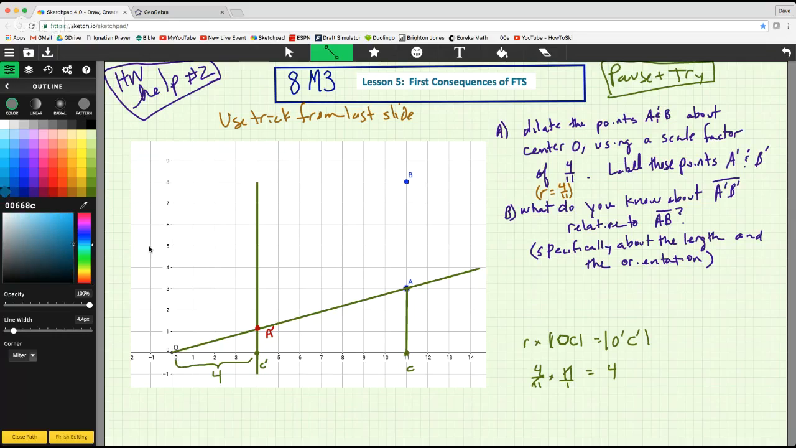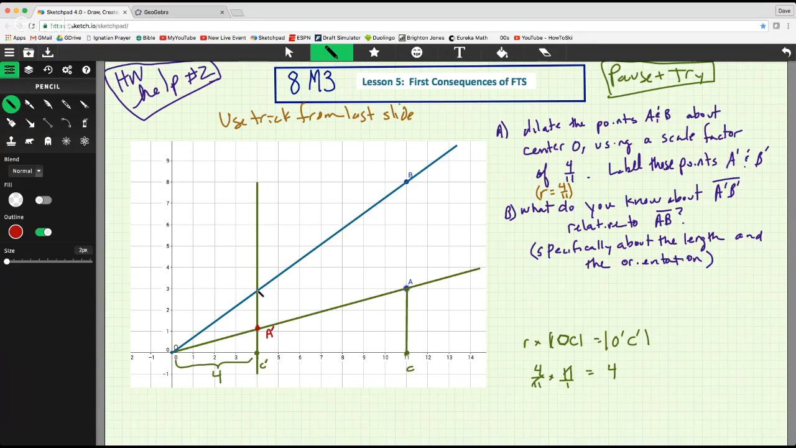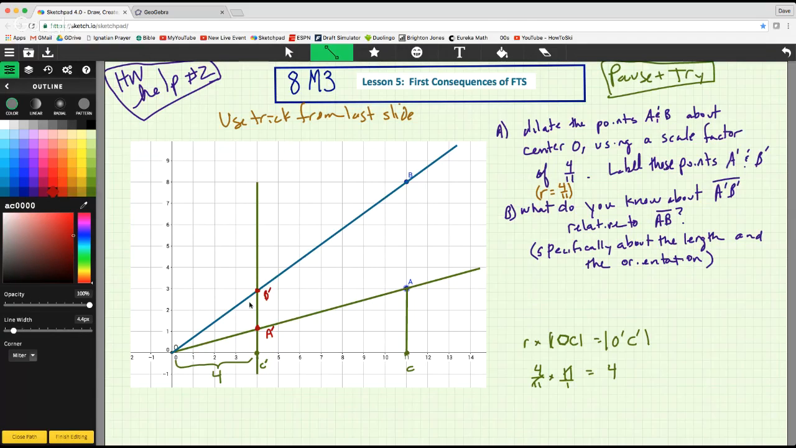Let's do the same thing with B now. Our B, let's make that in light blue. So B prime. Okay. Let's just go ahead and draw in our A prime B prime and let's draw in our AB.